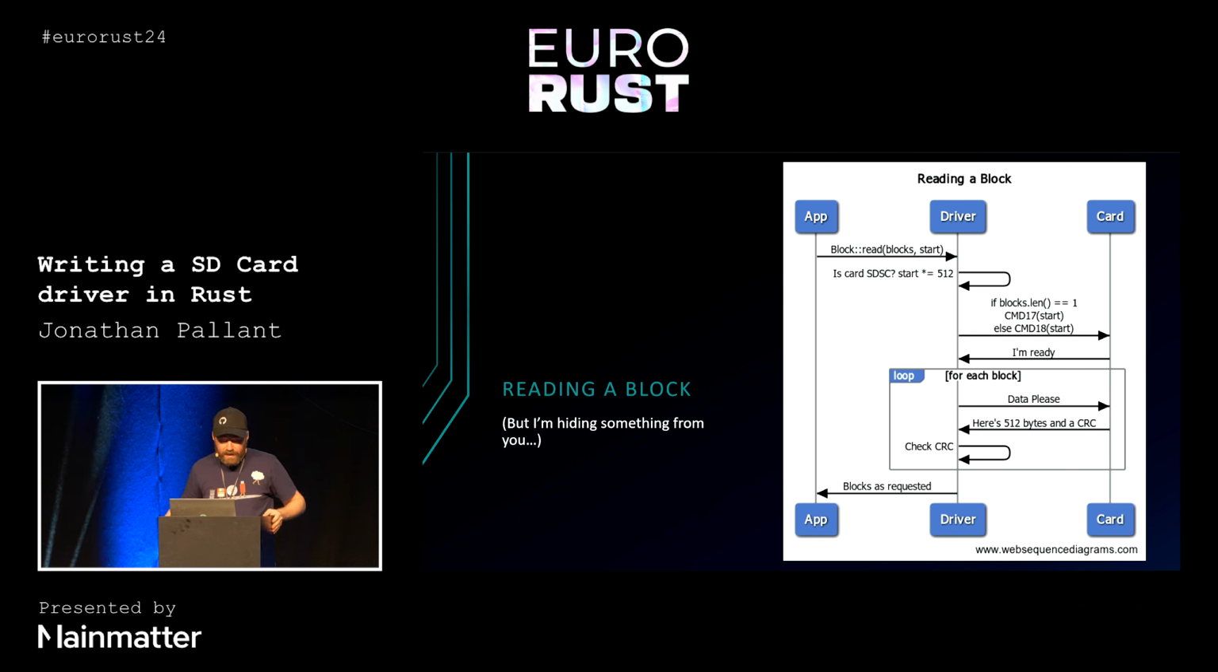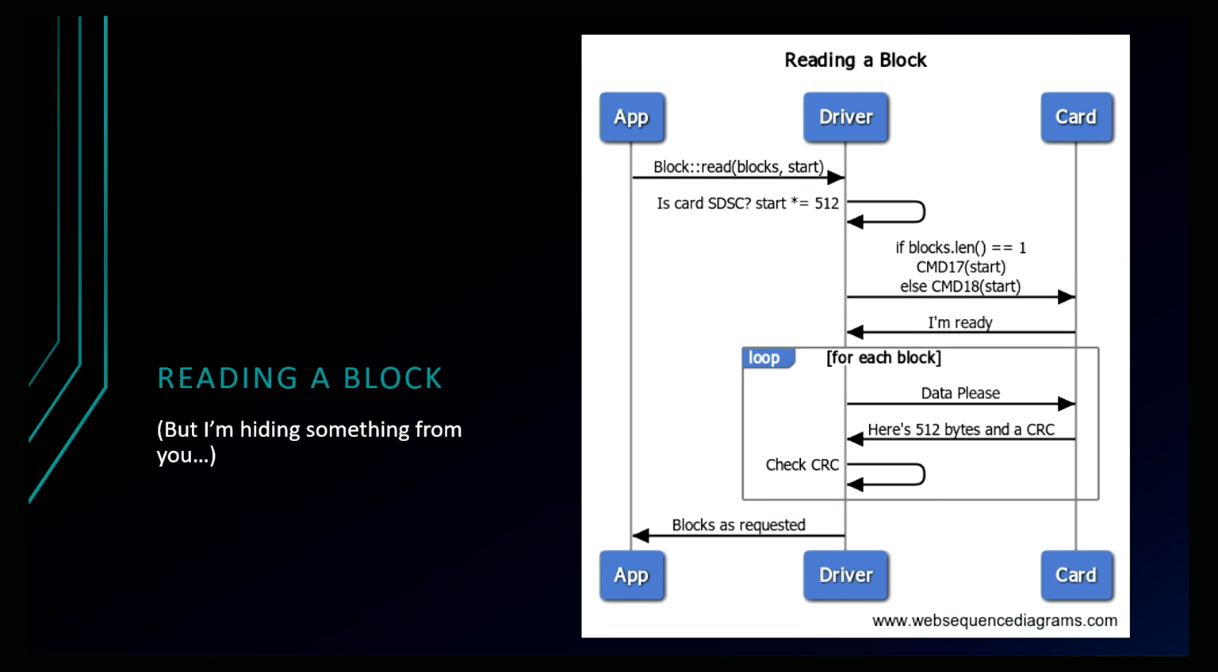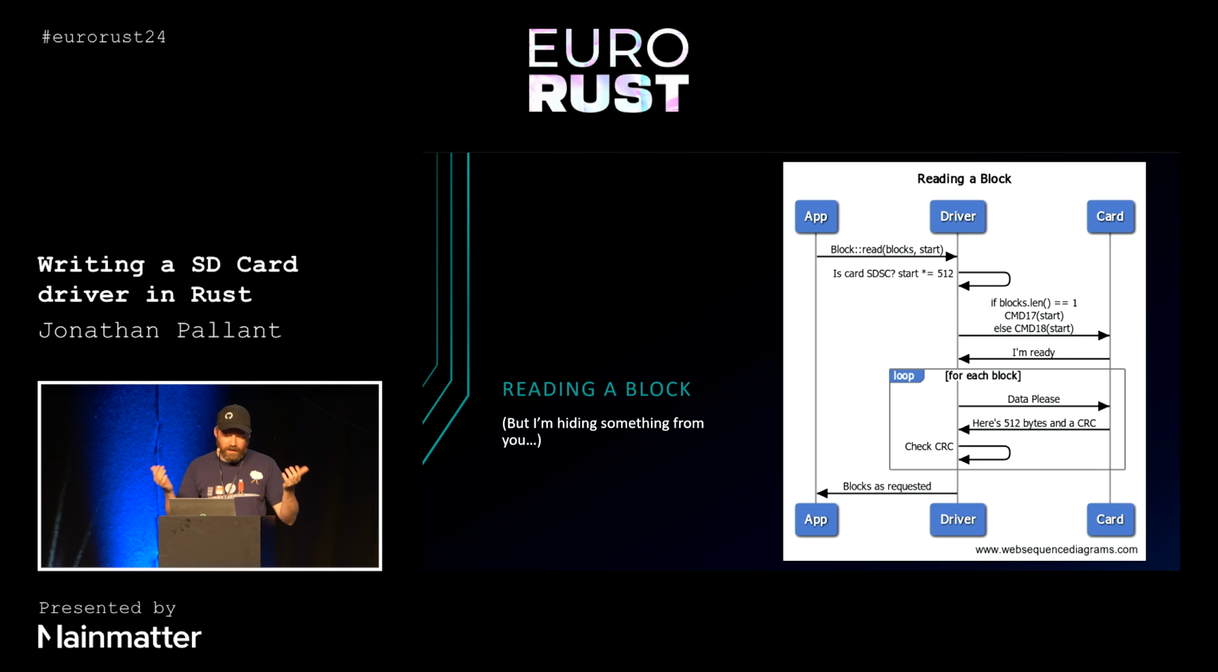And so if you want to read, then first of all, you need to know if it's a standard capacity or high capacity card. Standard capacity cards use a byte offset. High capacity ones use a sector offset. I guess they realized their mistake and the numbers didn't go big enough. And then you send command 17 to read a single block or command 18 to read many blocks. Yeah, it's kind of annoying. The commands are just numbered, but that's how it is.